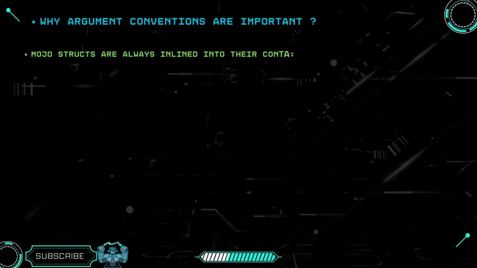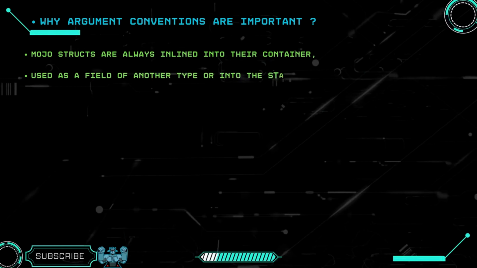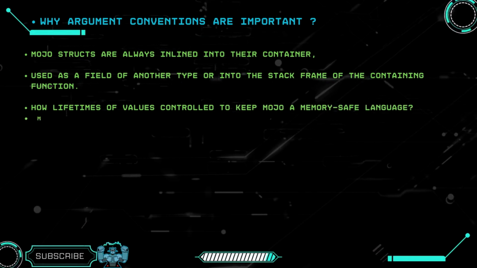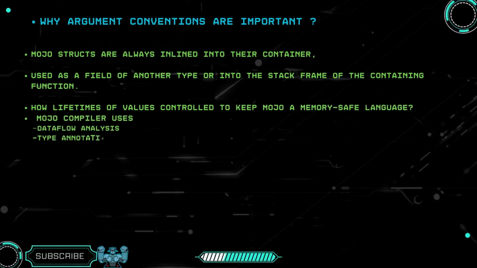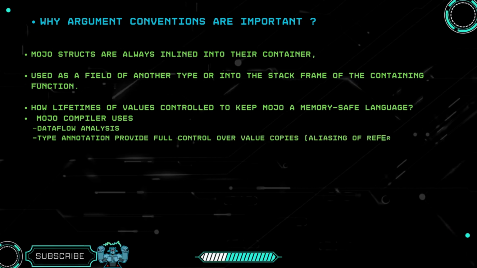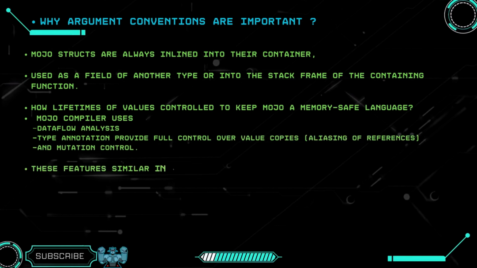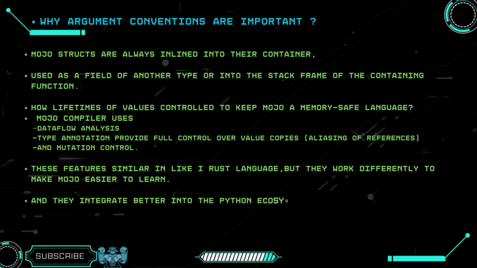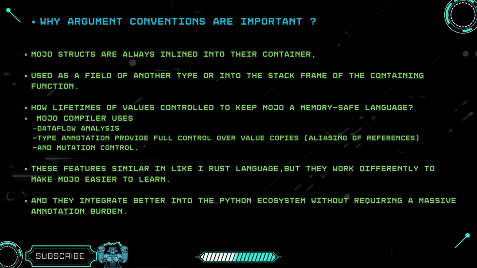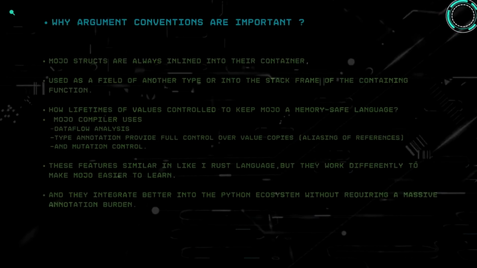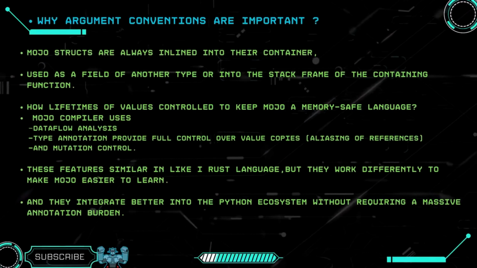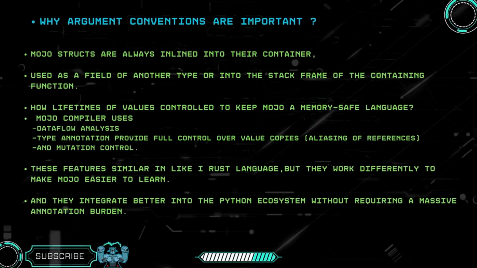Let's continue with the argument information further. Mojo structs are always inlined into their container, used as a field of another type or into the stack frame of the containing function. How are the lifetimes of values controlled to keep Mojo a memory-safe language? The Mojo compiler uses data flow analysis, and type annotations provide full control over value copies, aliasing of references, and mutation control. These features are similar to the Rust language, but they work differently to make Mojo easier to learn, and they integrate better into the Python ecosystem without requiring a massive annotation burden.